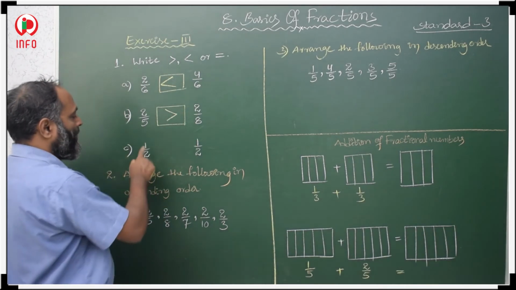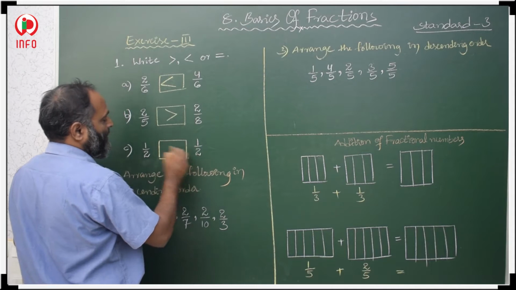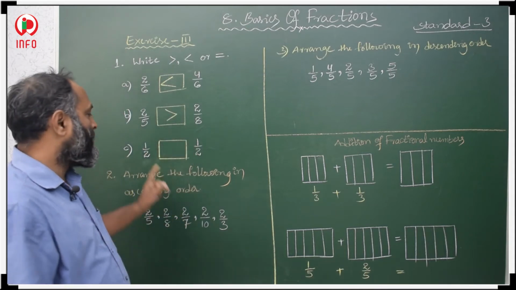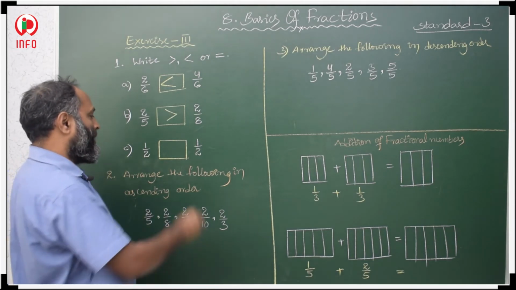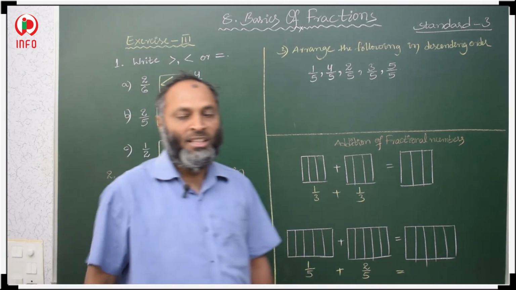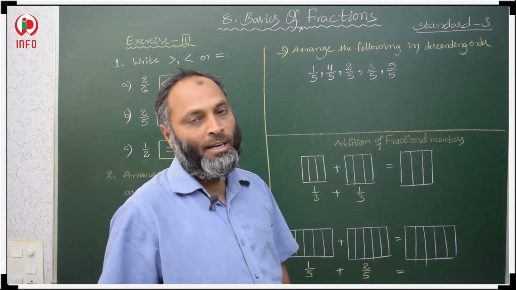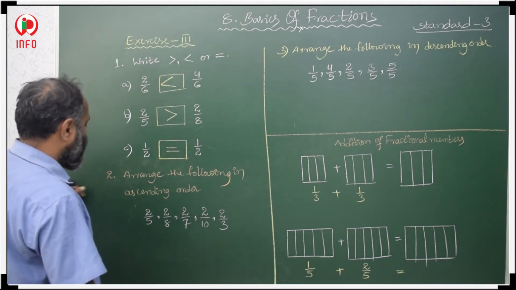Then here 1 by 2 and 1 by 2. Numerator is 1 and here also numerator is 1. Here the denominator is 2, here the denominator is 2. So, both numerator and denominator are same. So, it is equal. In this way we have to decide greater than, less than, equal to. Okay. Next, question number 2.